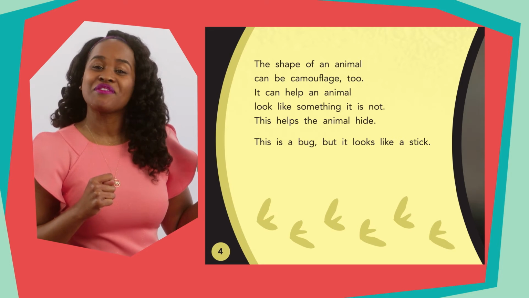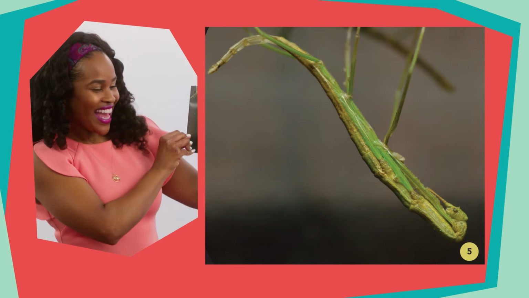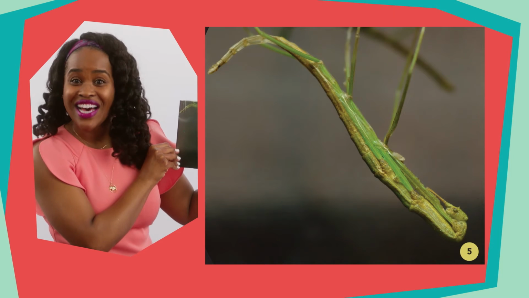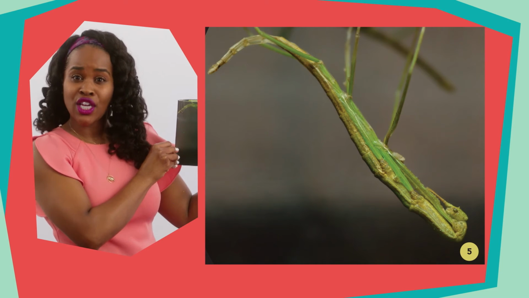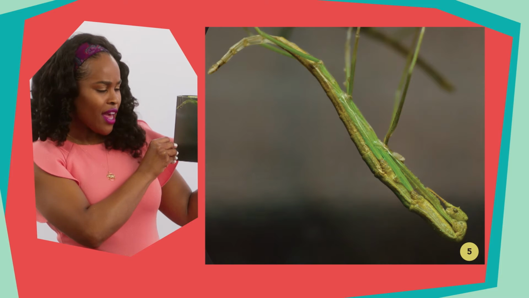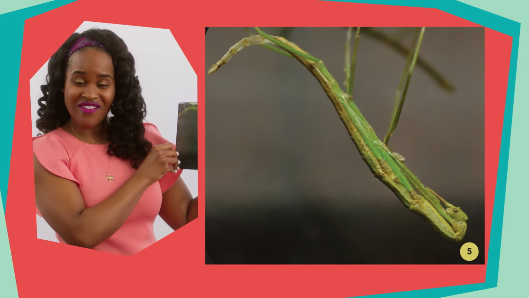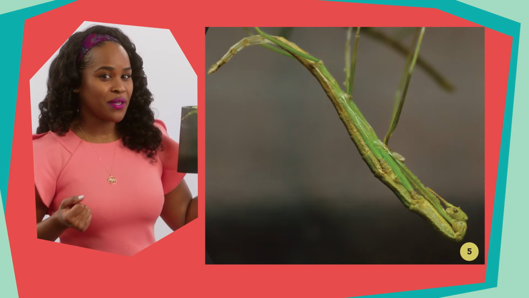Let's see if you're correct. Ready? In this picture, this bug really does look like a stick. He's green and very thin. Do you think he's crawling around? No, he's not crawling around. He's staying very still, just like a stick would.